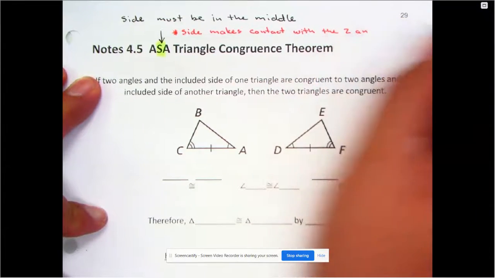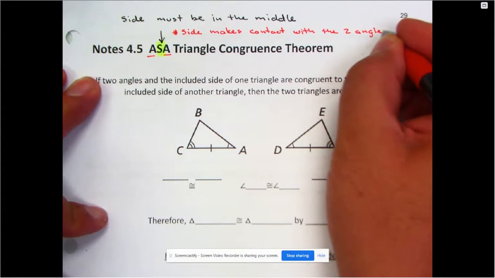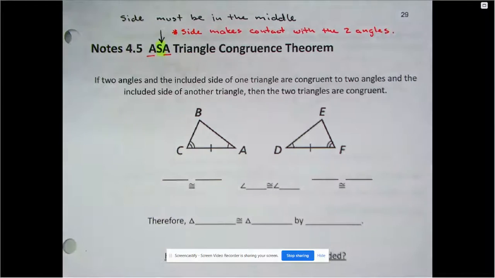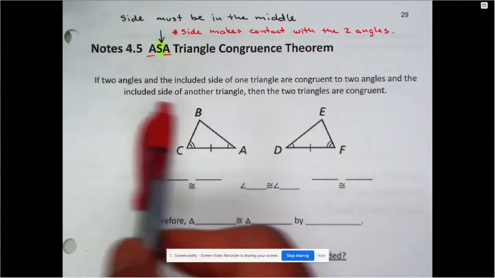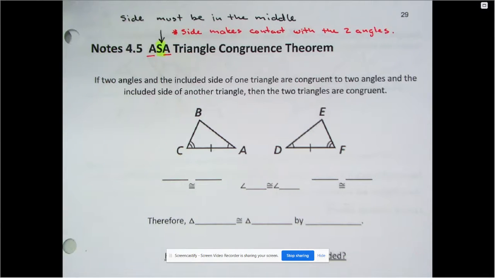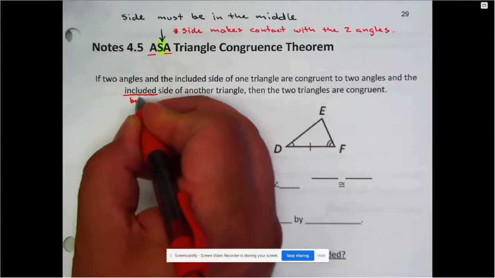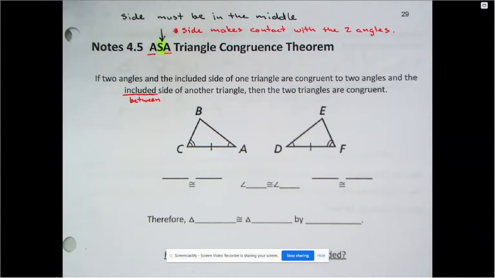And again, that's why it has two A's in it. But the letter S, if it's going to be right in the middle, then there has to be contact with both angles. We have this picture here to help us out. It says, if two angles and the included side of one triangle are congruent to two angles and the included side of another triangle, then the two triangles should be congruent to each other. Remember, included means to be right between.